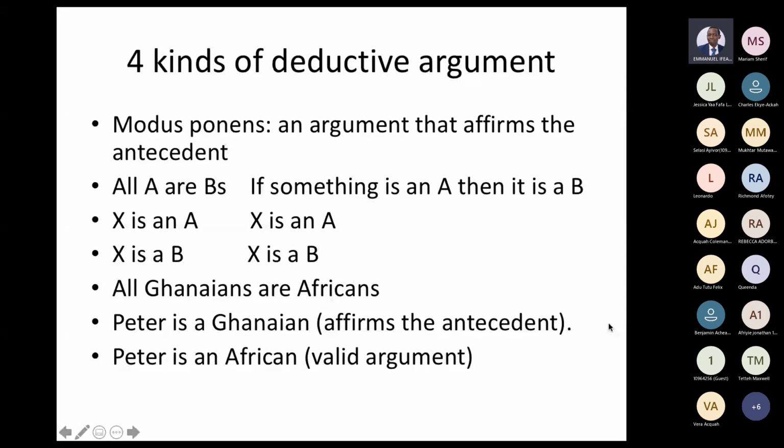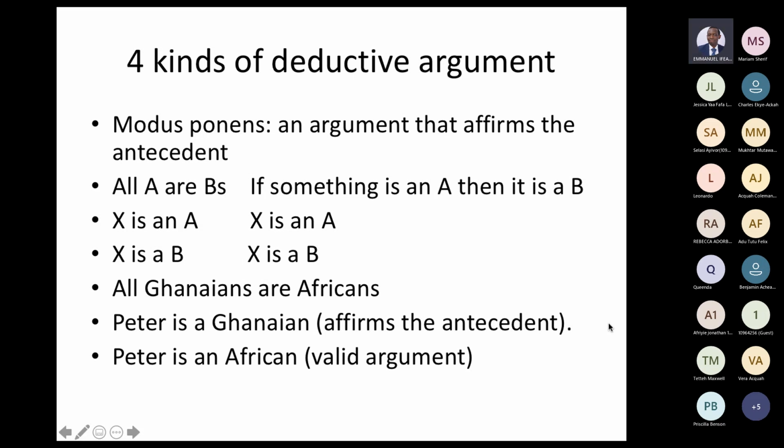These are the four ways I've explained, the four routes an argument can take. Now they have names, modus ponens, for instance. Let's look at the four kinds of deductive argument. Modus ponens is an argument that affirms the antecedent. So any argument that affirms the antecedent is a modus ponens. All A's are B's. X is an A, therefore X is a B. So that's a modus ponens, and we are told it's a valid argument.